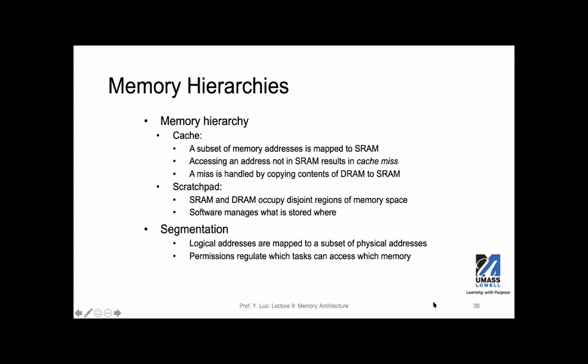If you access any item using an address, you may or may not find that data item in this SRAM space, the so-called cache. If you are using an address trying to find data, but that data is not in the cache, that's called a cache miss. A miss is handled by copying contents from the larger DRAM to SRAM.